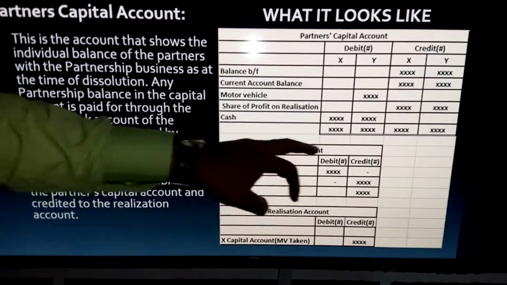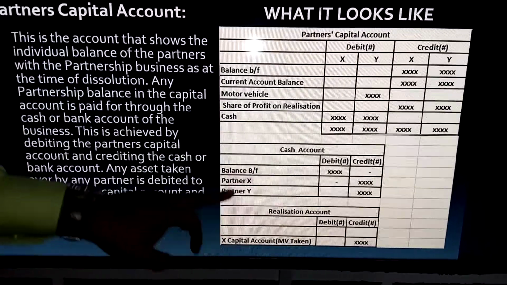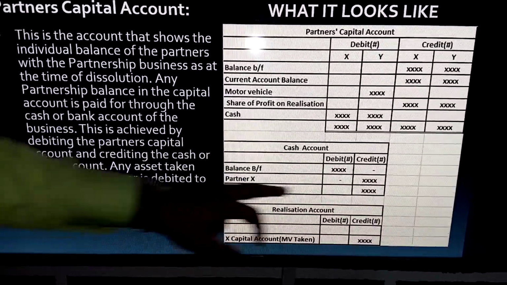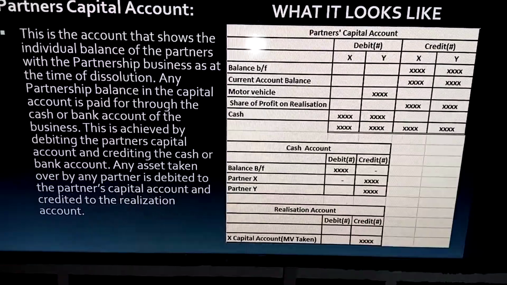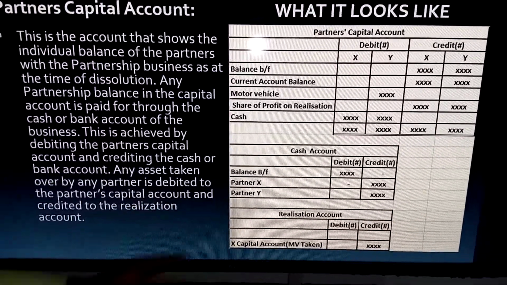So here you have the cash account, for instance. This is the balance brought forward. Then you pay the partners, pay partner X, pay partner Y. Your cash account is still the same. You debit when there's inflow, you credit when there's outflow. Then this is a general account now.